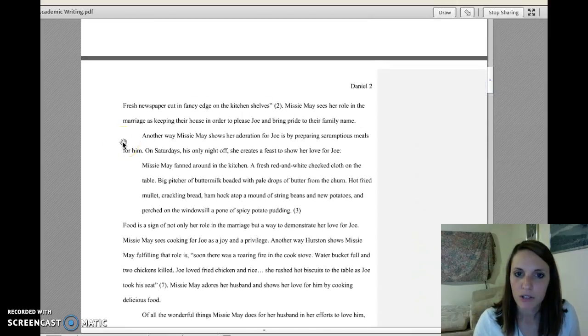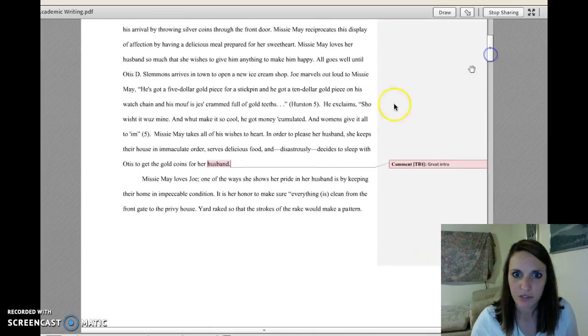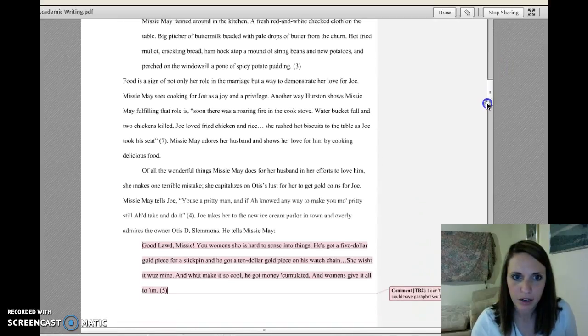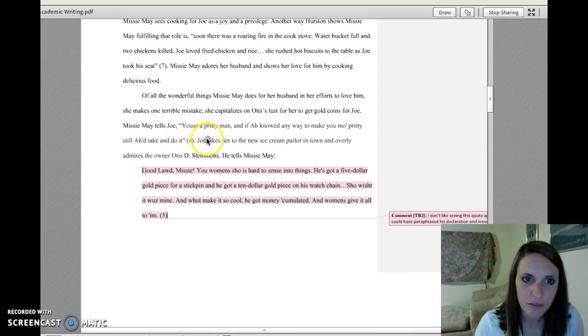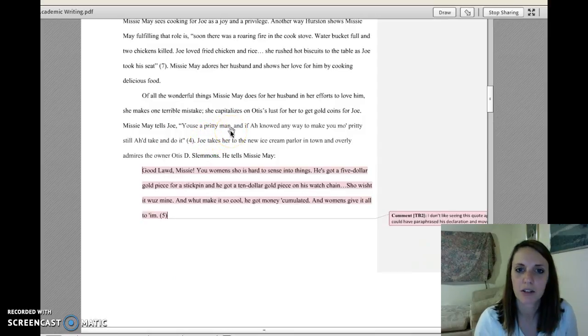Another way Missy May shows her adoration for Joe is by preparing scrumptious meals. And again, you can see that stems from that second point about serving delicious food. And then we expect to see the next thing be about sleeping with Otis. And so we look at that next paragraph, and there it is. Of all the wonderful things Missy May does for her husband in her efforts to love him, she makes one terrible mistake. She capitalizes on Otis' lust for her to get gold coins for Joe.